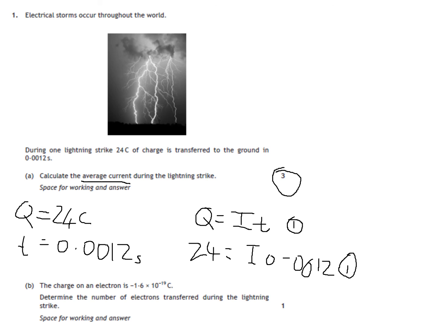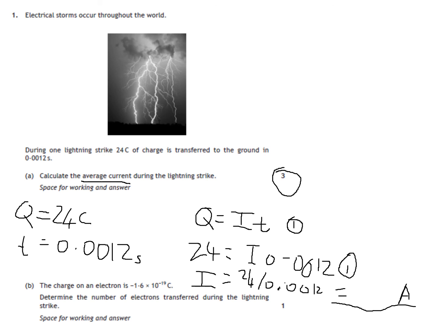And then this is where the maths comes in. I is equal to 24 divided by 0.0012. I've not got my calculator on hand, so I'm just going to let you work that out. I'm sure you can do that on your calculator. And then remember, you get 1 mark for the correct numerical answer and the units as well. Okay, so work that out, folks, and that's you got your 3 marks. Okay, so hopefully fairly straightforward.